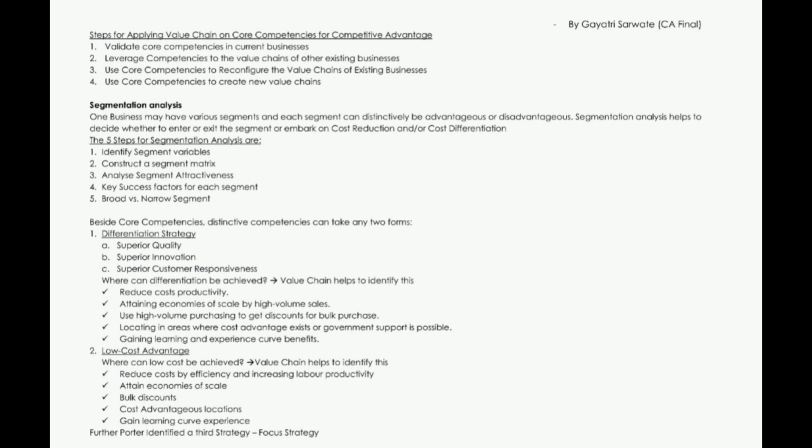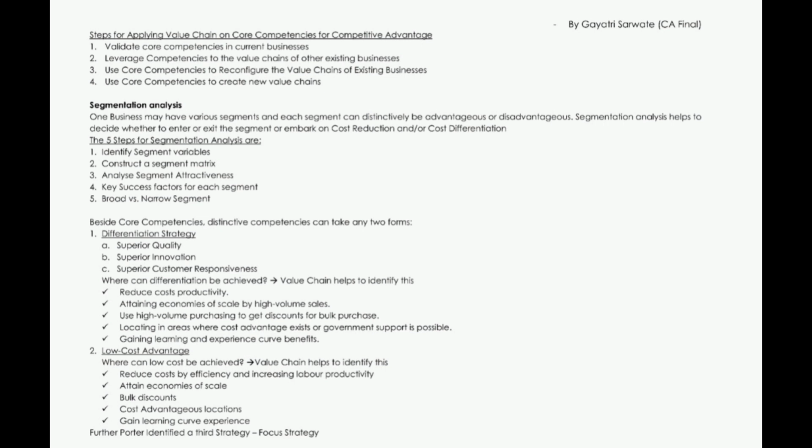Now we have studied these two things. First thing was differentiation advantage and then was the low cost advantage. Now how do we identify where in our entire business we can bring differentiation or where we can bring low cost advantage? For this, the value chain analysis can be used.